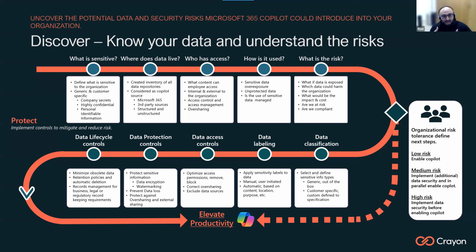Now, data access control is another point. Implement policies and technologies to control who can access the data. This includes optimizing access permissions, correcting oversharing, excluding unnecessary data resources, authentication and authorization, and auditing. You need all these mechanisms to control the data.